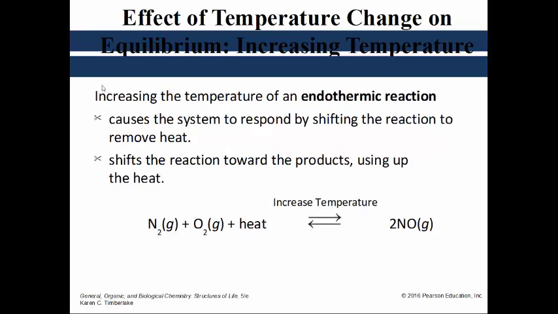So for the opposite of that, if you increase temperature in an endothermic reaction, the system will respond by shifting the reaction to remove heat. So the reaction will shift toward the products, and thereby use up more heat. Same reaction, nitrogen gas plus oxygen gas plus heat will give you 2 moles of nitrogen monoxide. If you increase temperature in an endothermic reaction, this reaction will be shifted toward the products, using up more heat. Those two are endothermic reactions.